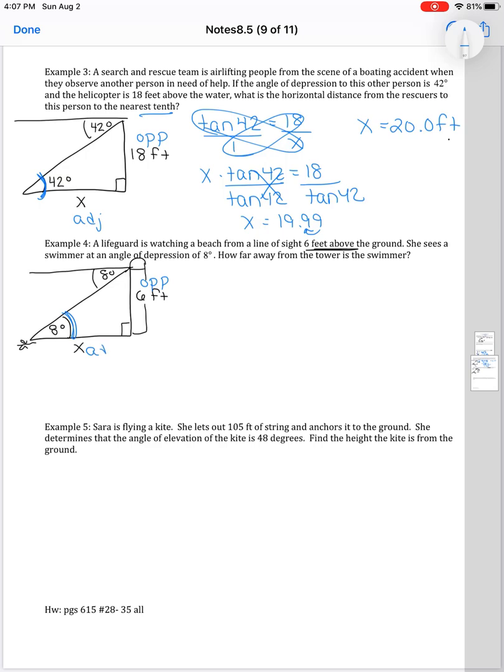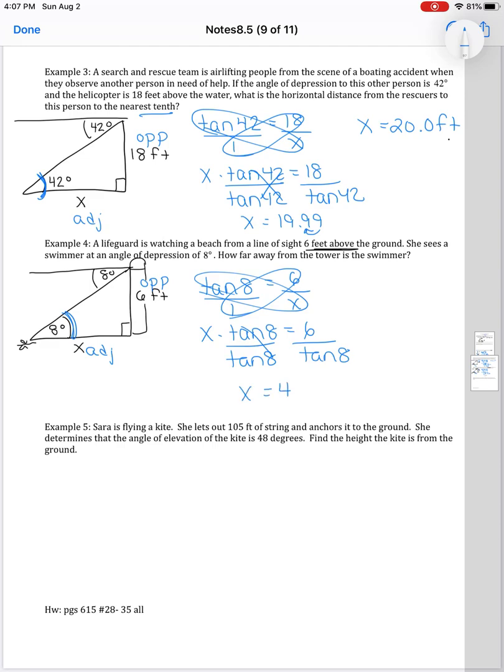We're looking for that. So that 8 degrees, I've got my opposite, and I've got my adjacent. So we're with tangent again. Tangent of 8 equals opposite over adjacent. Exact scenario we just had with the last example. I am cross multiplying, and then I'm dividing. And x comes out to being 42.7 feet for a final answer.